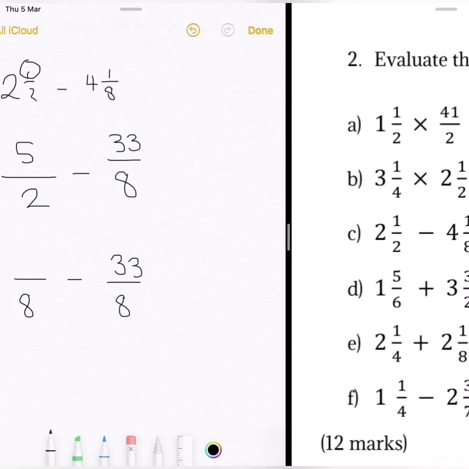But this top number, we've timesed 2 by 4. So we have to do exactly the same to the top. So 5 times 4, which is 20. So then when we take those away, we get minus 13 over 8. So as a mixed number, it's minus 1 5/8.